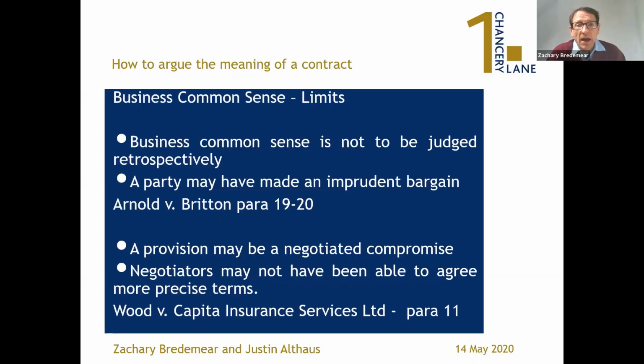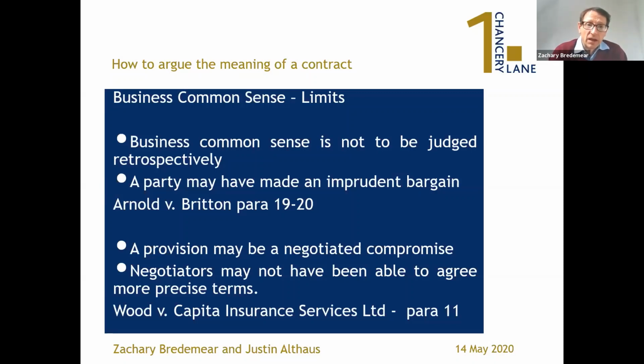So first of all, business common sense is not to be judged retrospectively. Very often you may get a situation where the contract works out very badly for one particular party, and it's said that the interpretation of the party who's benefited from the events which have happened defies business common sense. But you're not to judge business common sense retrospectively, you're to judge it at the time that the parties entered into the contract. The other point to bear in mind is that one party may simply have entered into an imprudent contract. It may simply have been a bad deal, and the court's not there to determine what a reasonable deal would have been or to rewrite the contract for the parties.